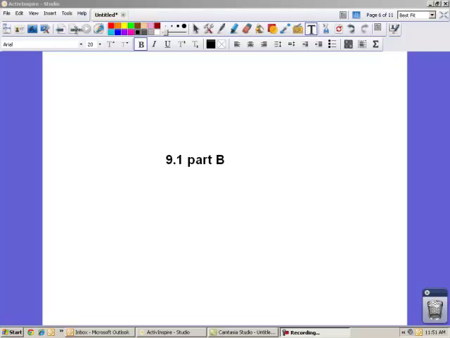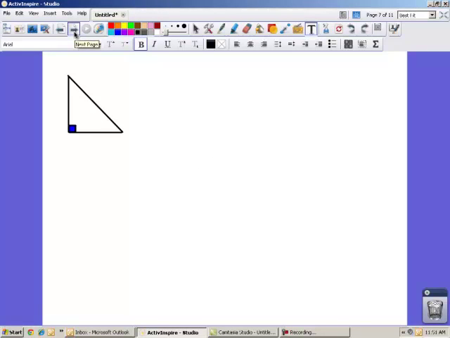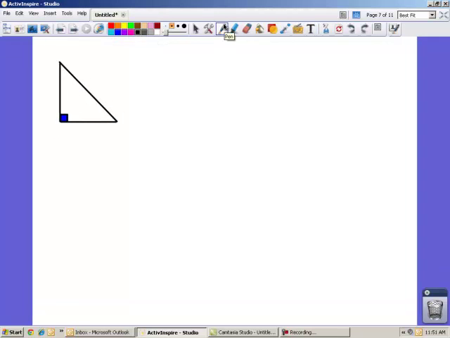Section 9.1 part B. What we're going to do here is recognize some triangles that are pretty common, and there's a pattern to all of these. Part of this is going to come from the chart in your book, which you can copy down in a second. But first we have a 30-60 triangle, which means we're going to have a 60 degrees and a 30 degrees in the triangle. Anytime you have a 30-60, your sides will always be 1 and square root of 3, and then the hypotenuse will always be 2.